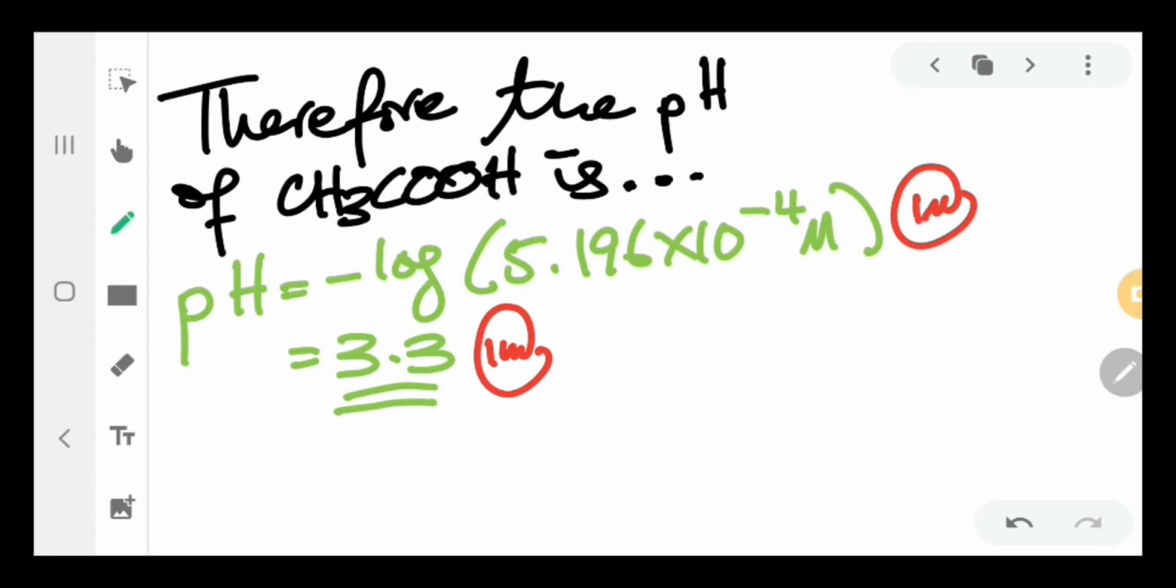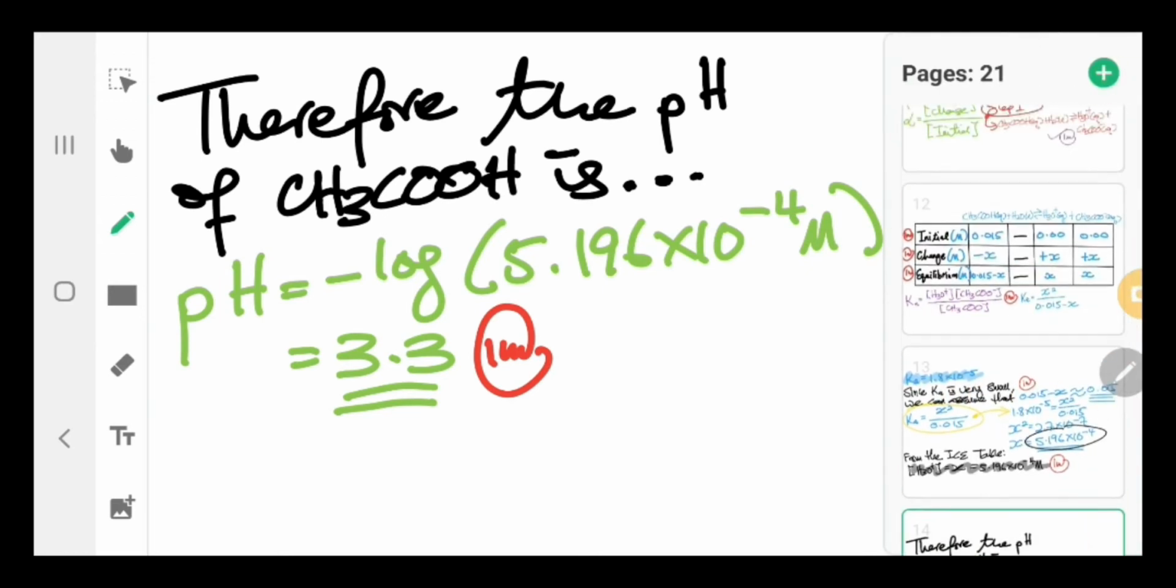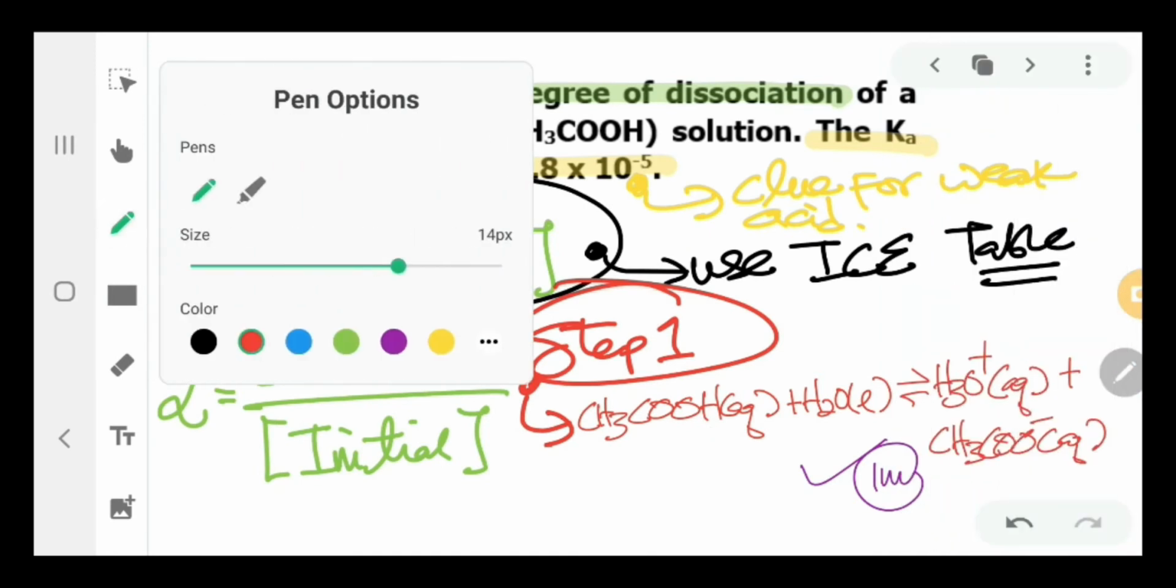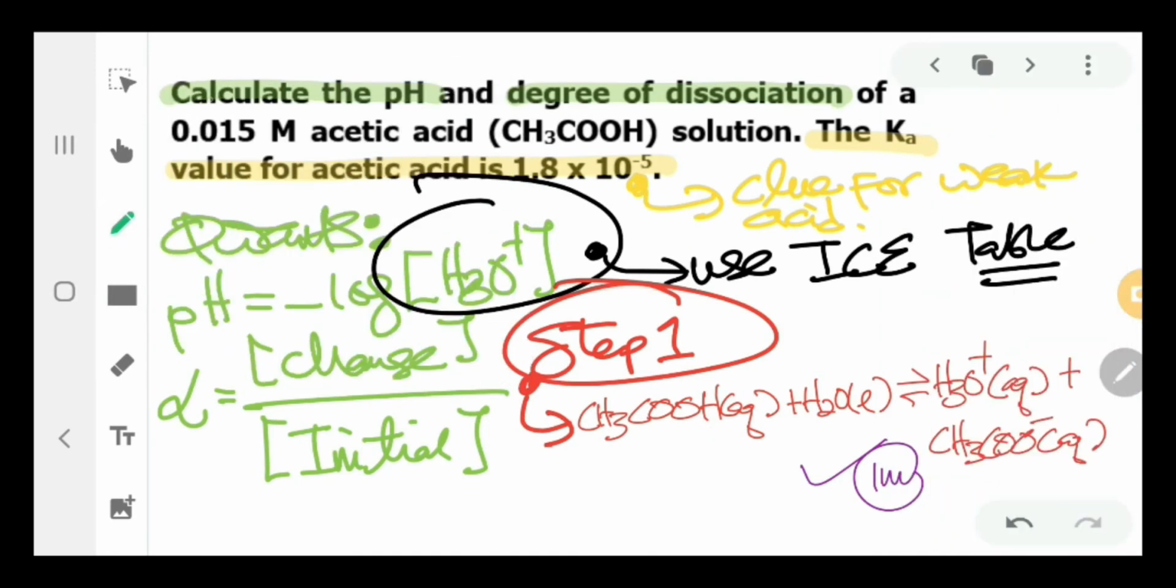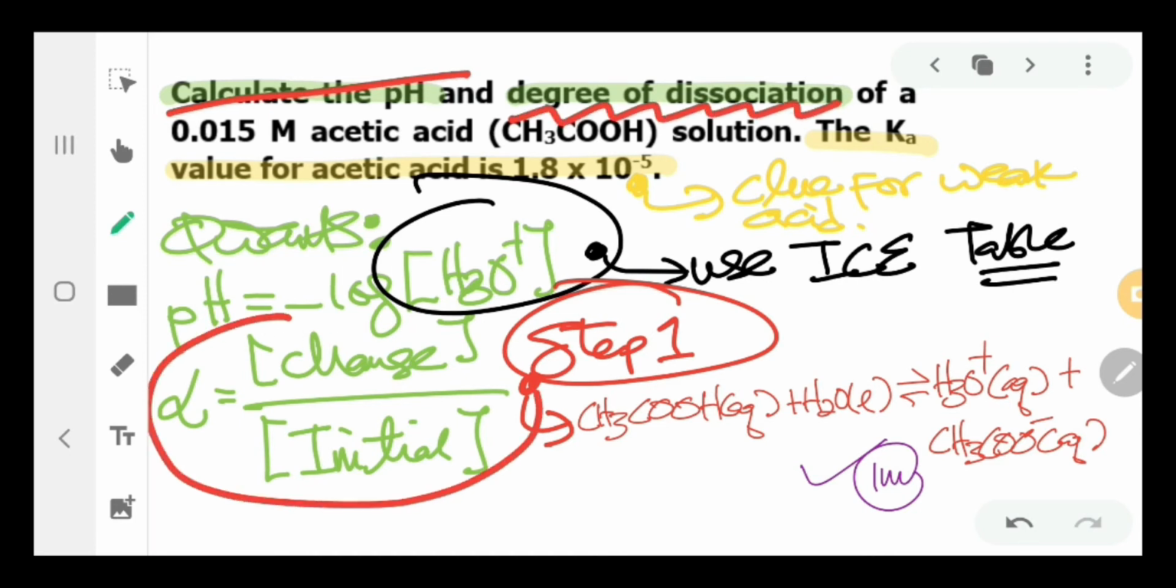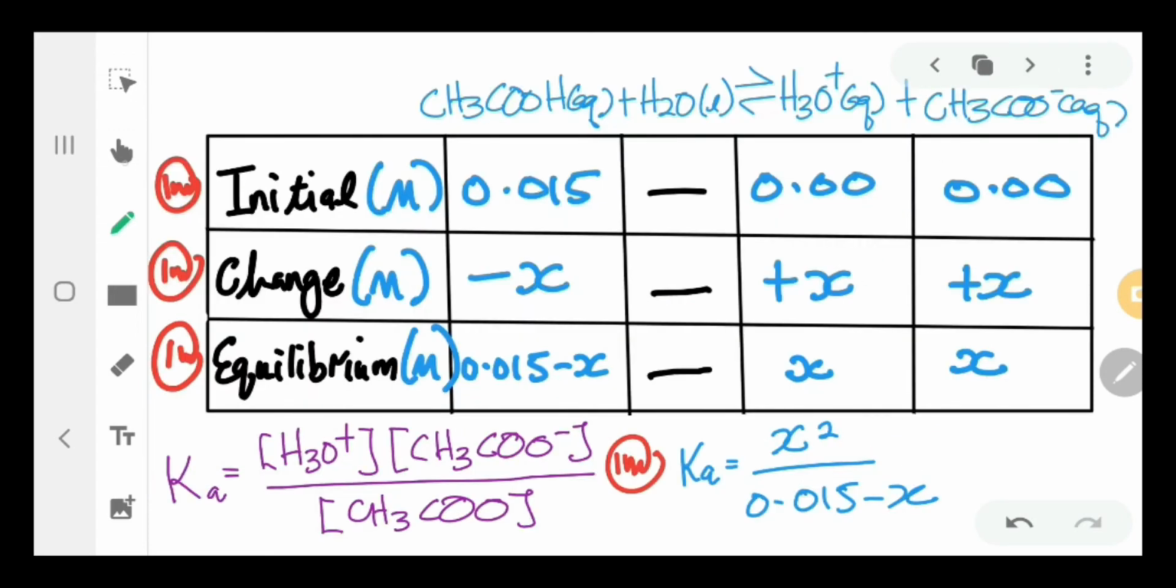So what about the degree of dissociation? We have solved for this, we have done that one. What about the degree of dissociation? Remember, degree of dissociation is defined as this. So we have to go back to your ICE table. Degree of dissociation is change over initial. Always remember, this is the part that we're going to look at over here for degree of dissociation.